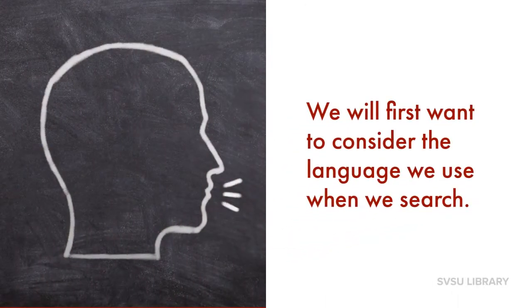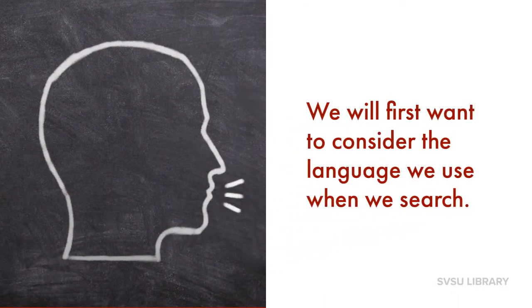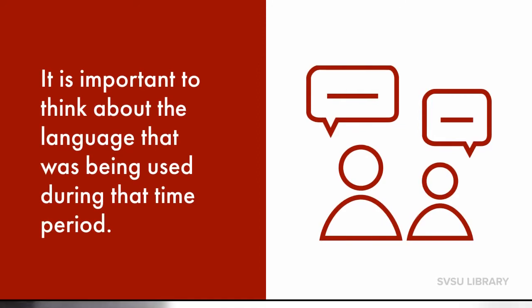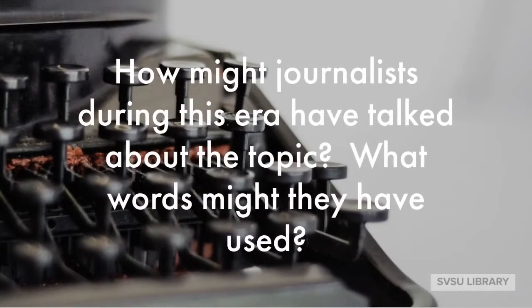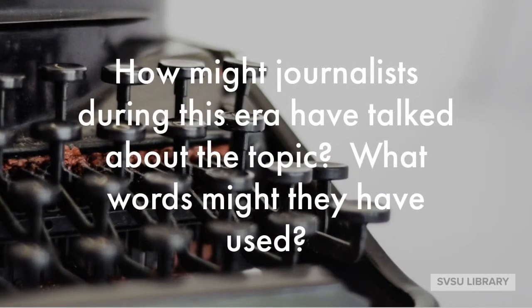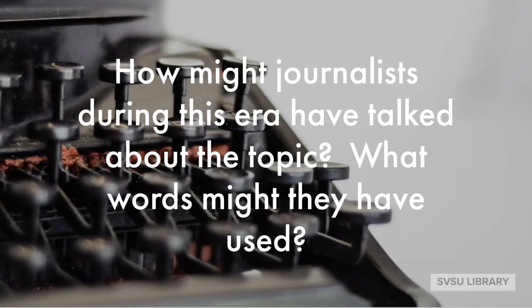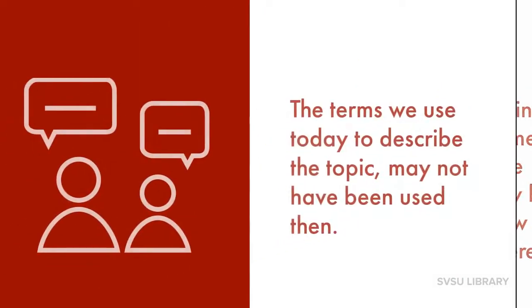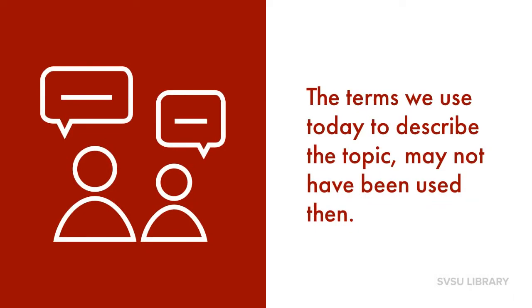We will first want to consider the language we use when we search. It's important to think about the language that was being used during that time period. How might journalists during this era have talked about the topic? What words might they have used? Some of the terminology in use during the time period you're studying may be outdated now or even considered offensive. The terms we use today to describe the topic may not have been used then.